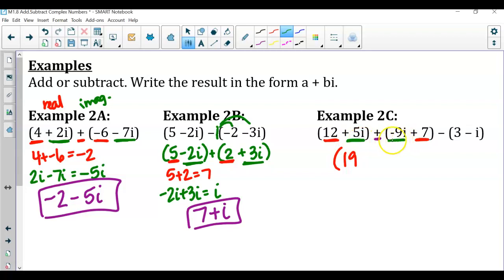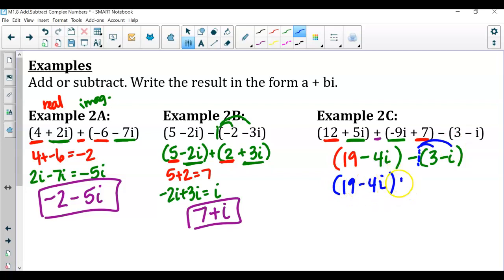5i minus 9i, or 5 plus negative 9i, minus 4i, because that's going to give you negative 4i. Then I'm going to bring down minus 3 minus i. Now, because we're subtracting, think again, that's a negative 1. So let's distribute that negative 1. 19 minus 4i plus negative 3 plus i after distributing and multiplying by negative 1. Notice how we're just changing the signs.